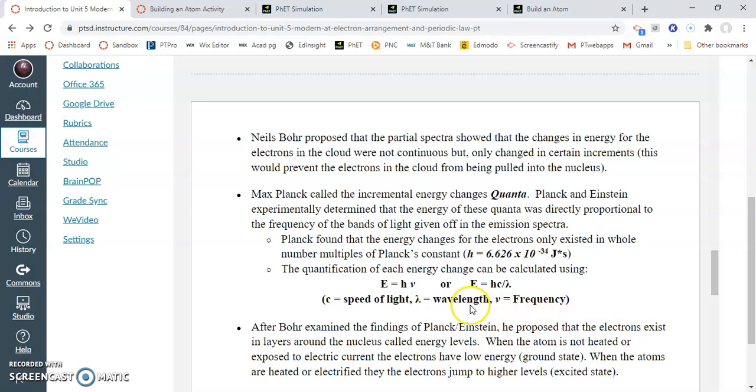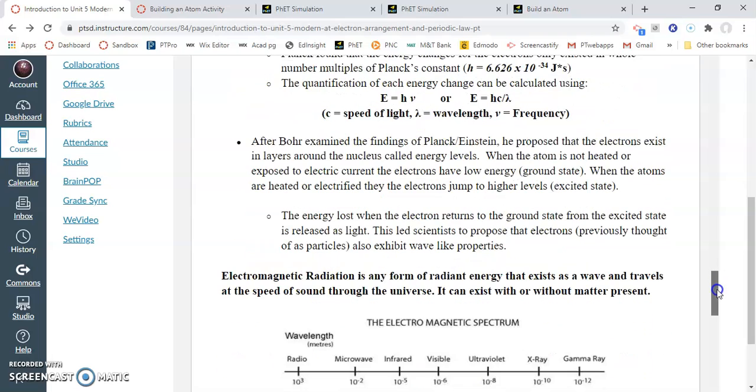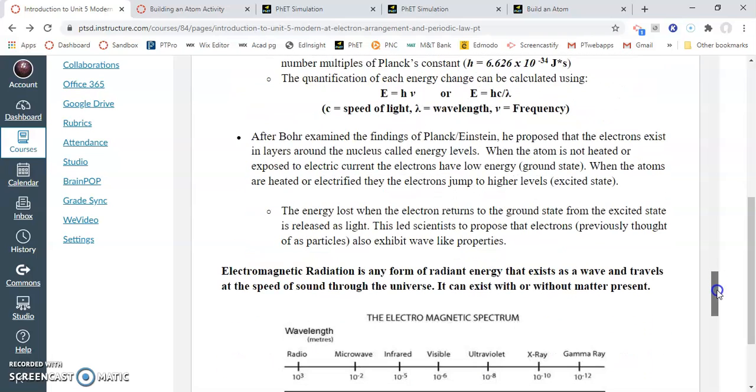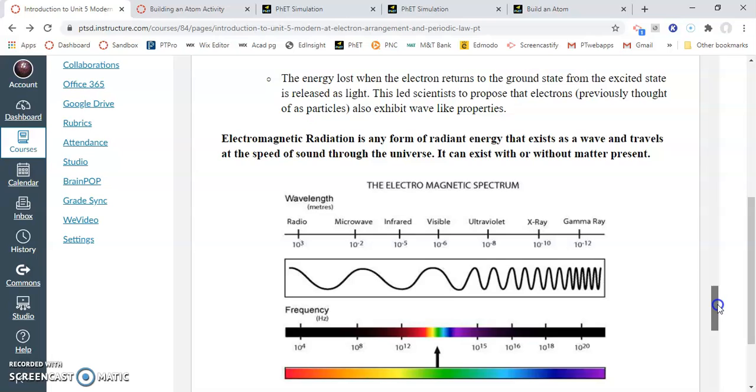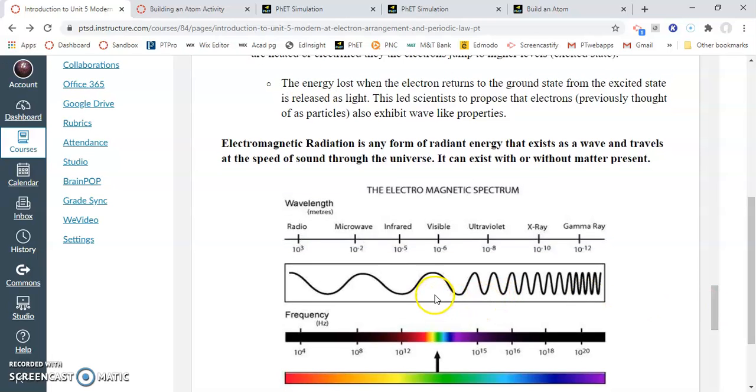After Bohr examined Planck and Einstein's discoveries, what he proposed is that the electrons were actually jumping from energy level to energy level, that there were very distinct layers in the electron cloud. Energy is lost when the electrons jump back and forth between the energy levels.